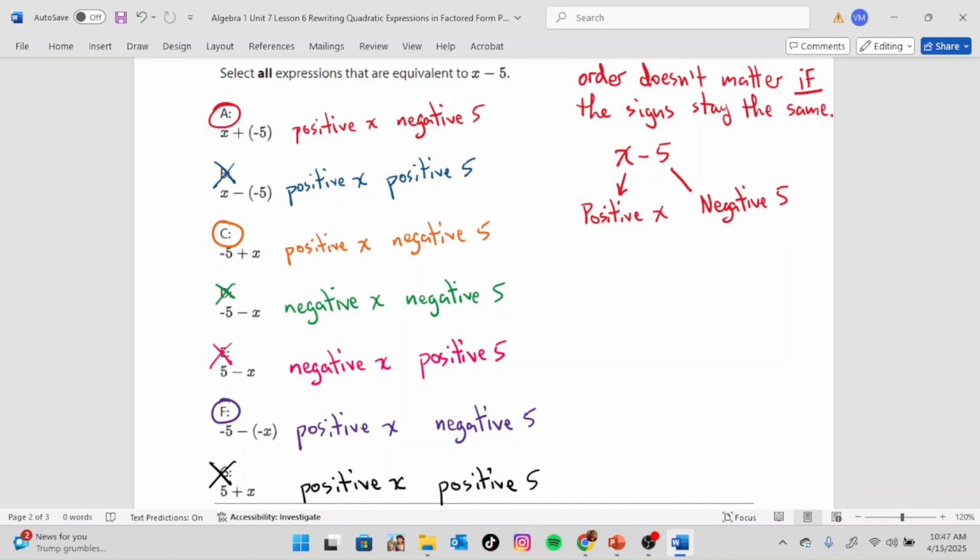So if we look at all of these answer choices, the only ones that are equivalent to x minus 5 are choice A, x plus negative 5, choice C, negative 5 plus x, and choice F, negative 5 minus negative x.